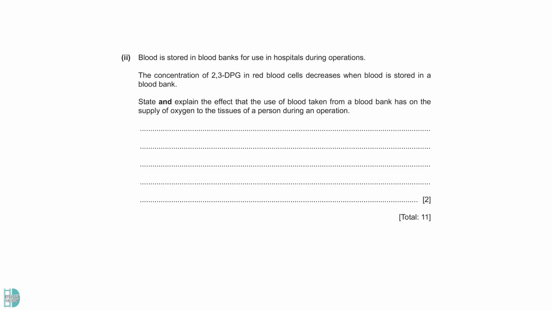2. State and explain the effect that the use of blood taken from a blood bank has on the supply of oxygen to the tissues of a person during an operation. The graph shows that the affinity of hemoglobin to oxygen is higher when there is a lower concentration of DPG, as the curve shifts to the left.